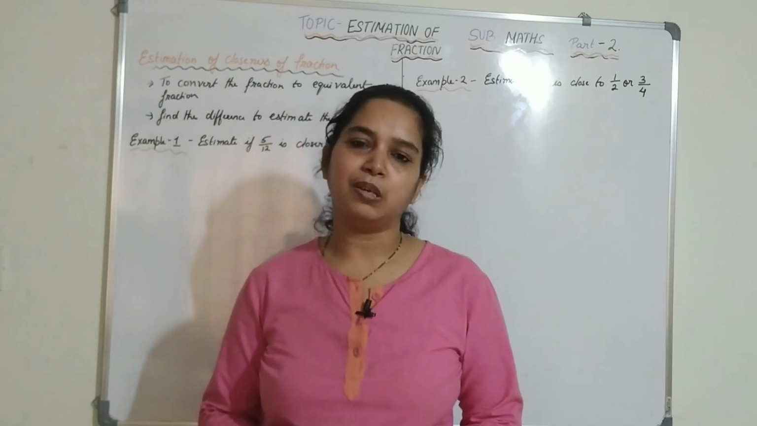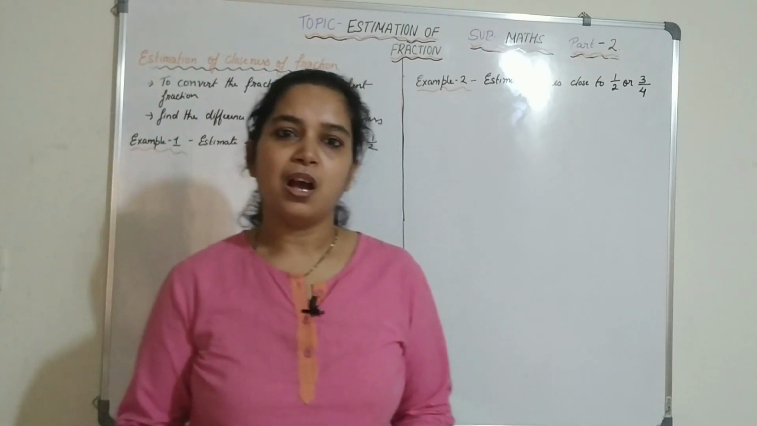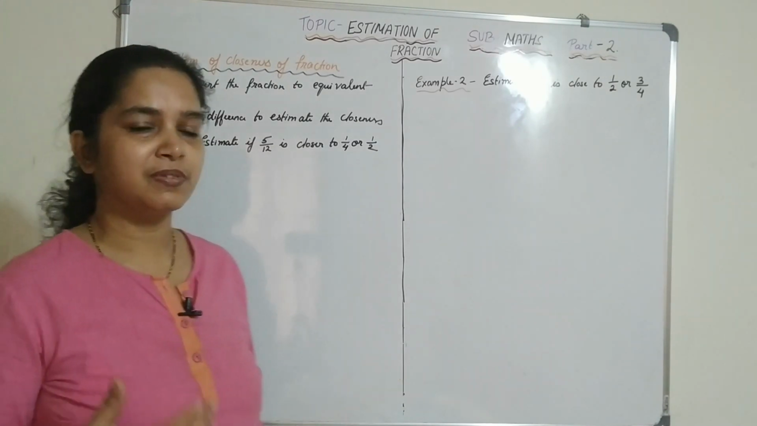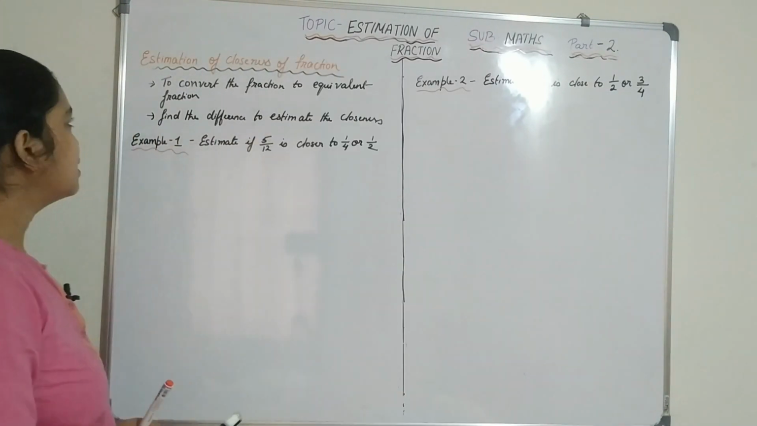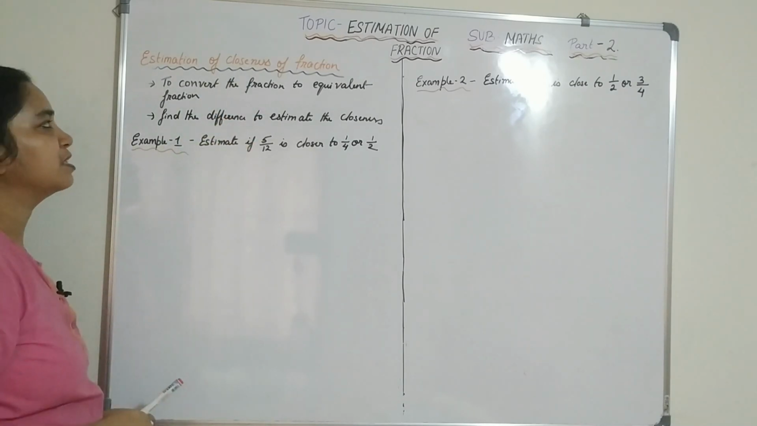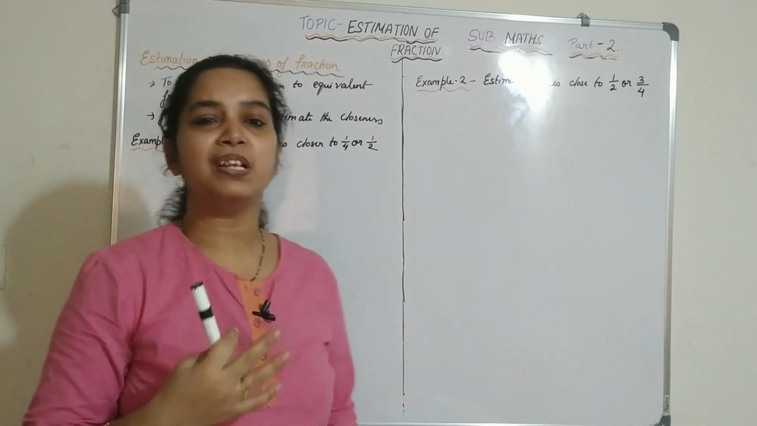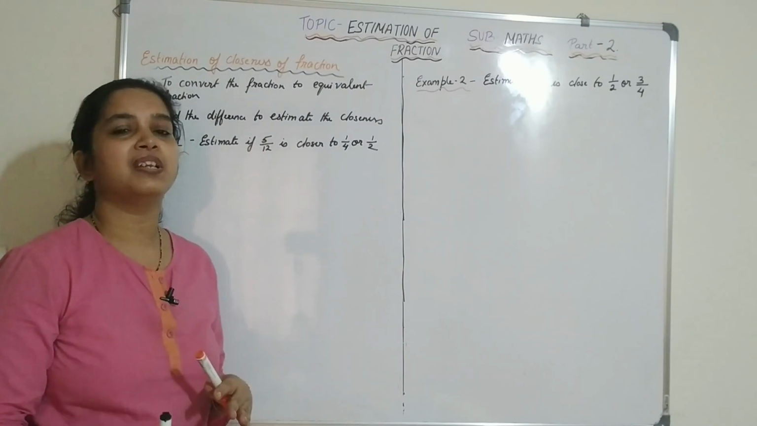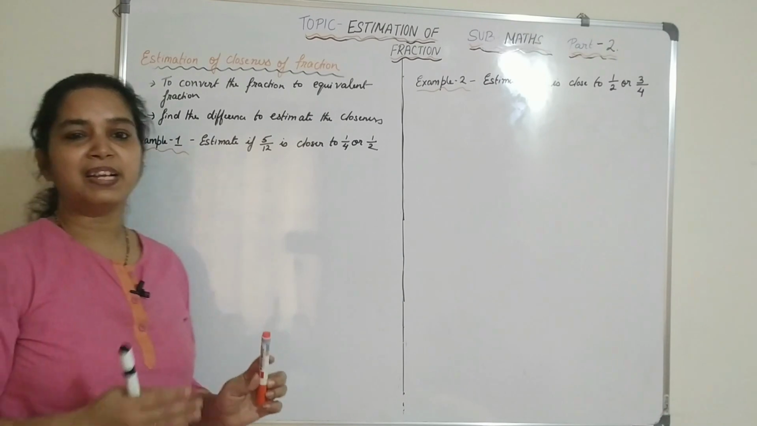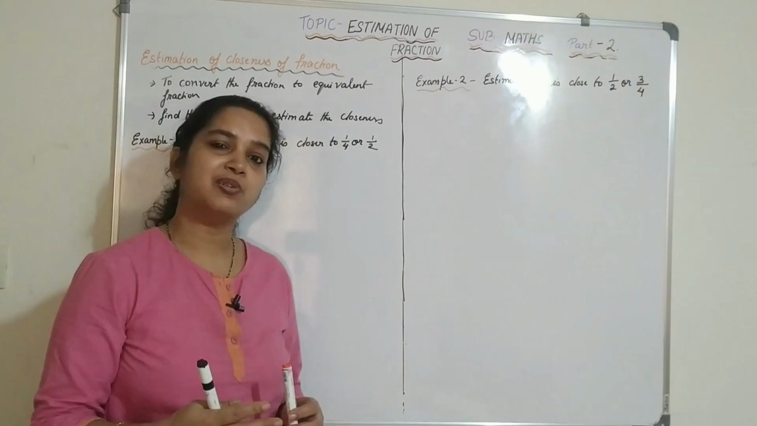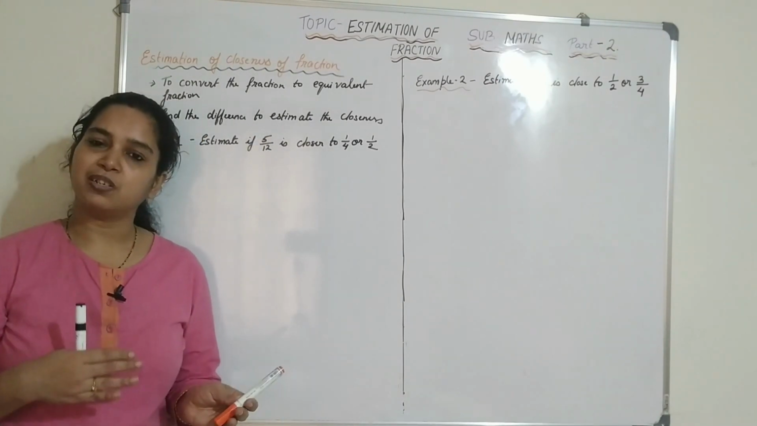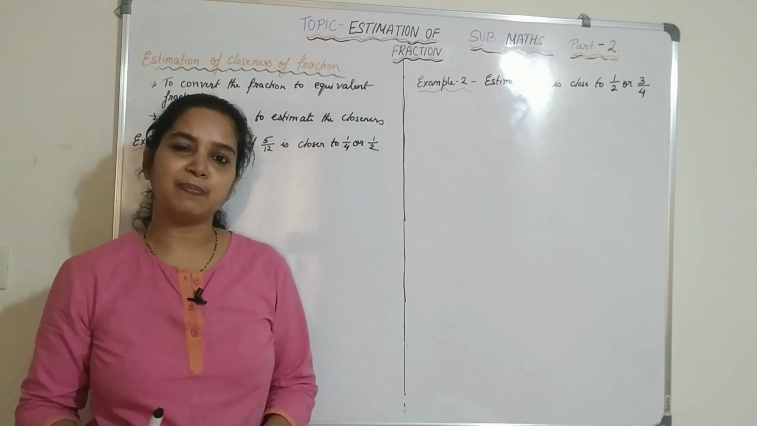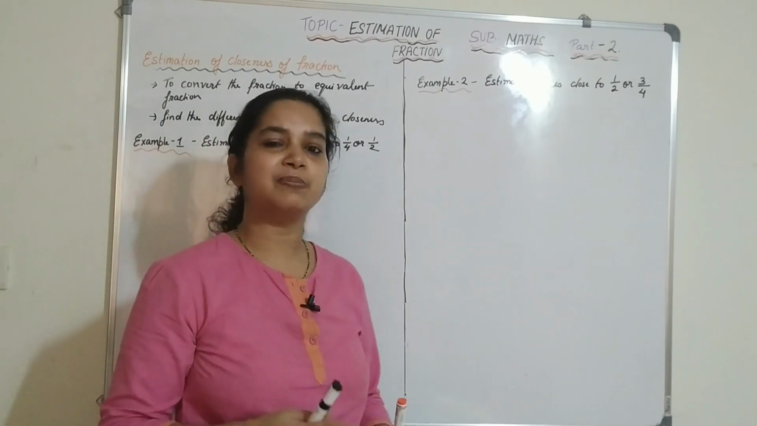Today we are going to study the estimation of fractions. How can we do the estimation of fractions? There is a very simple way. To estimate the closeness of a fraction, we first have to convert the fraction to an equivalent fraction. Then we find the difference, so that we can conclude the closeness of one fraction to another fraction.